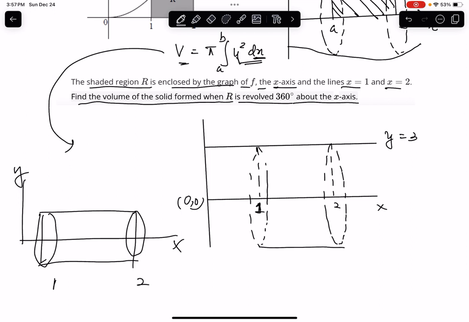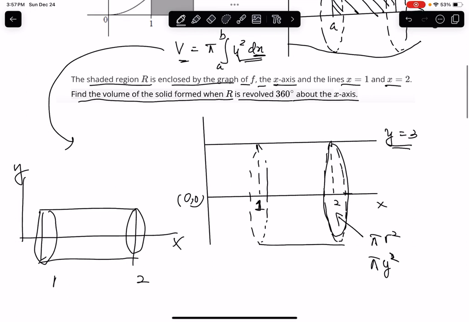But if you want to find the volume of revolution, basically what you did for the cylinder was you found the area of one circle, which is pi r squared, and in this case, because y is equal to 3, this is just pi times y squared. Okay, so you found the area of one circle at the instantaneous value of dx.